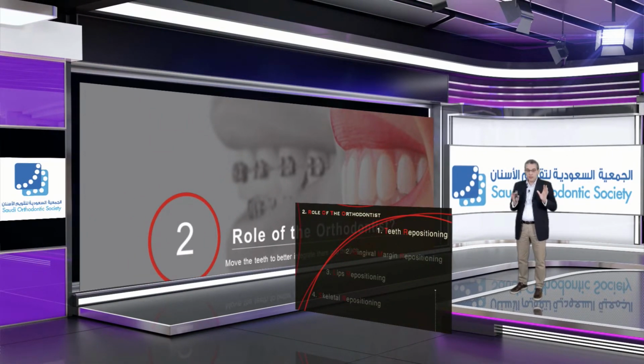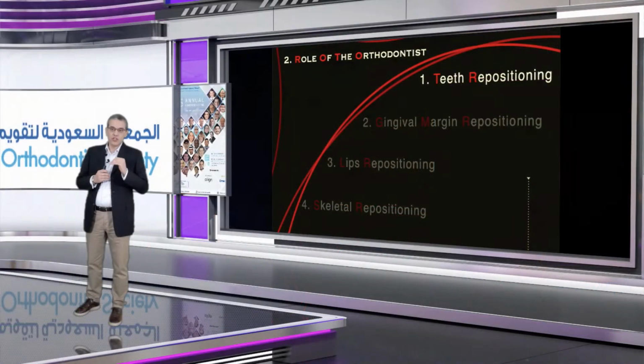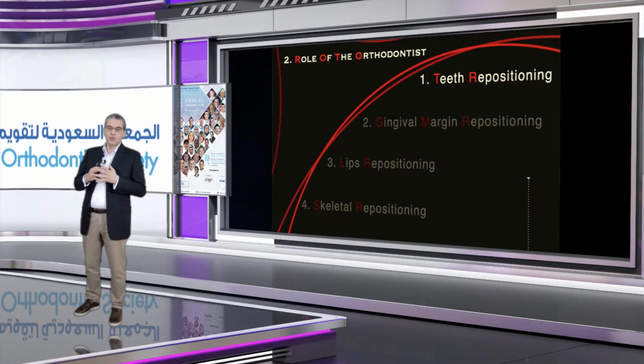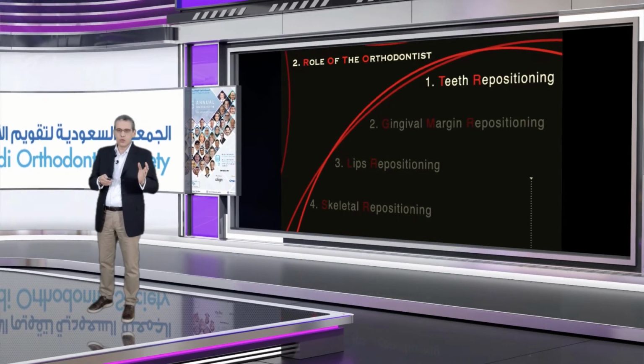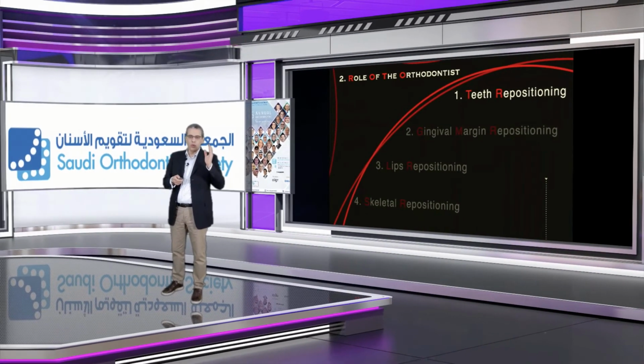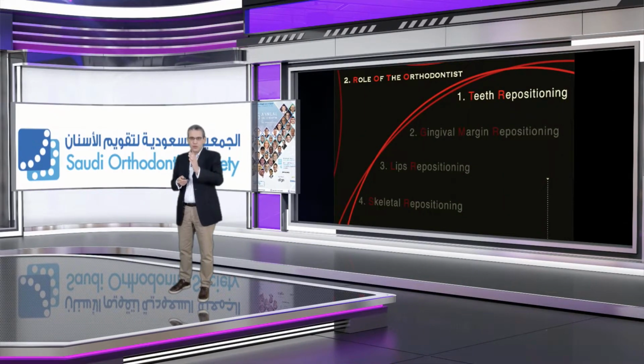He can move the teeth, he can move the gingival margin, he can move indirectly the lips, and he can move with some tools the jaws, or with the help of orthodontic surgery, he can improve the position of the jaws. So let's start with the impact of moving the teeth on the smile.